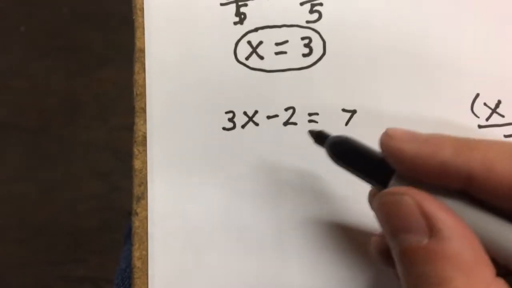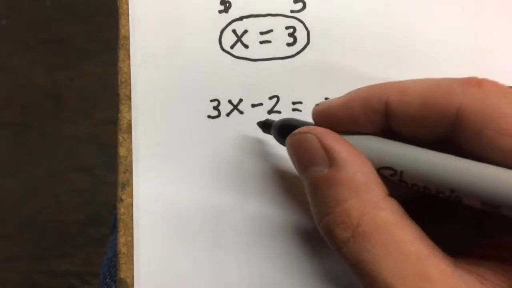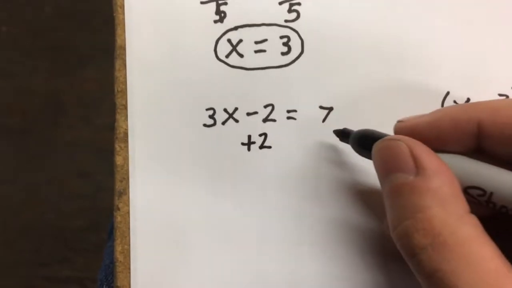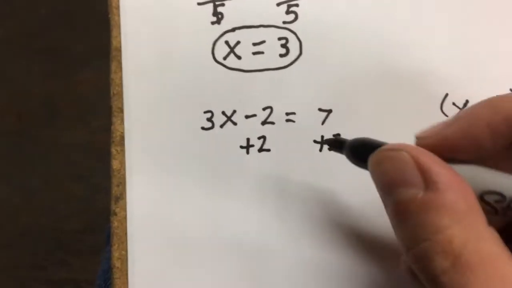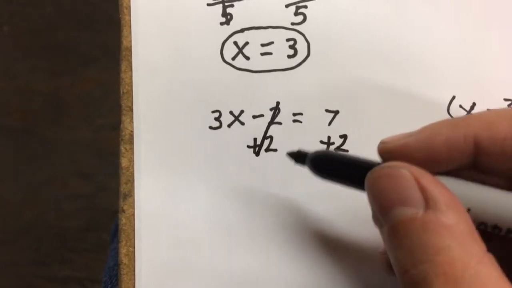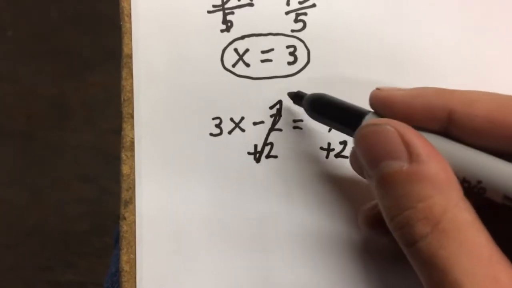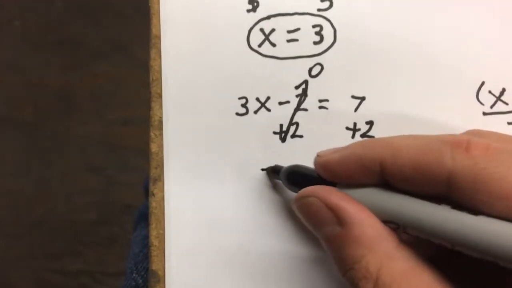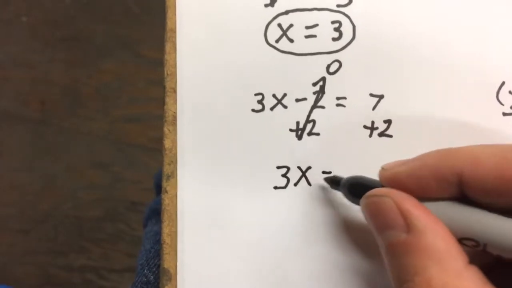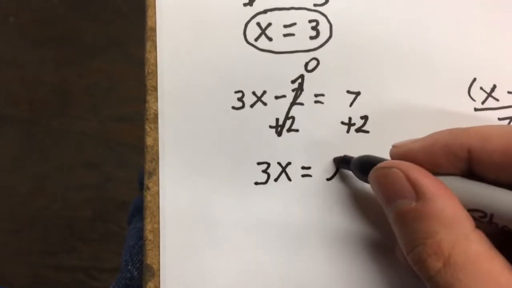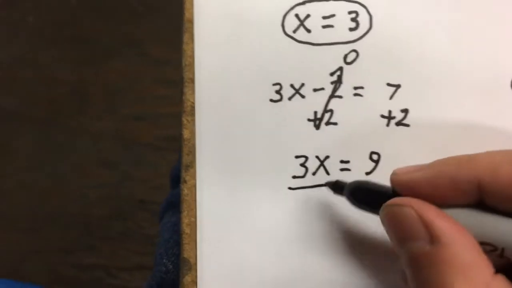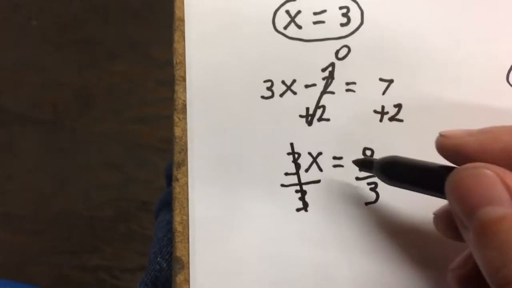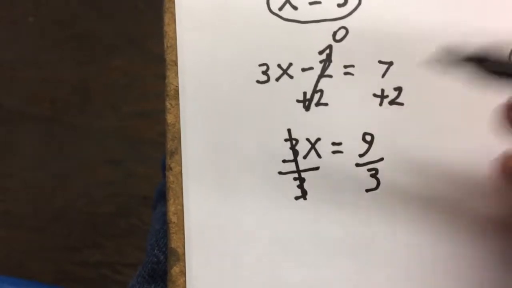Alright, now we've got 3x minus 2 is equal to 7. Just like we did before, we want to get rid of this extra number hanging out here, so we will add 2 to this side and add 2 to that side. Minus 2 plus 2 is equal to 0. We'll have 3x is equal to 7 plus 2, which is equal to 9. Divide both sides of this equation by 3. These cancel out. 3 divided by 3 is equal to 1.